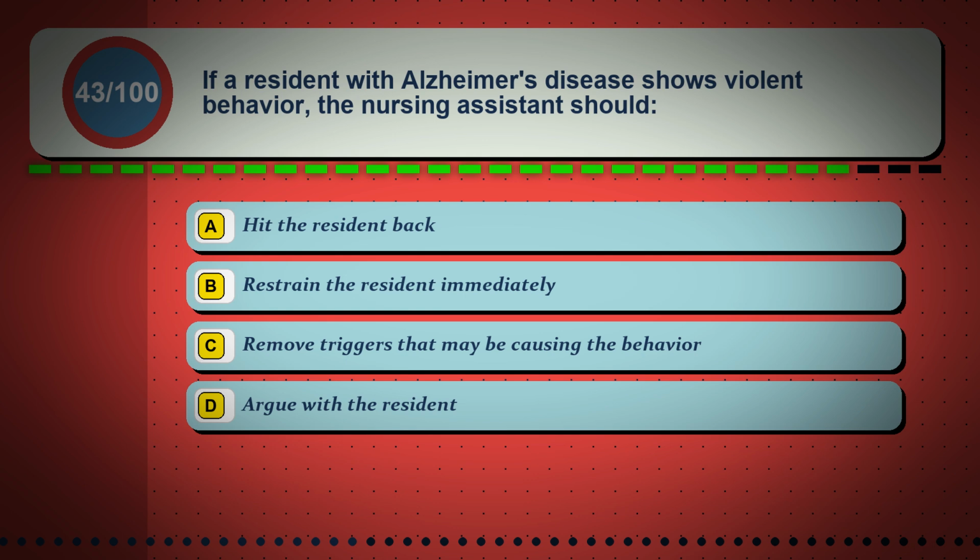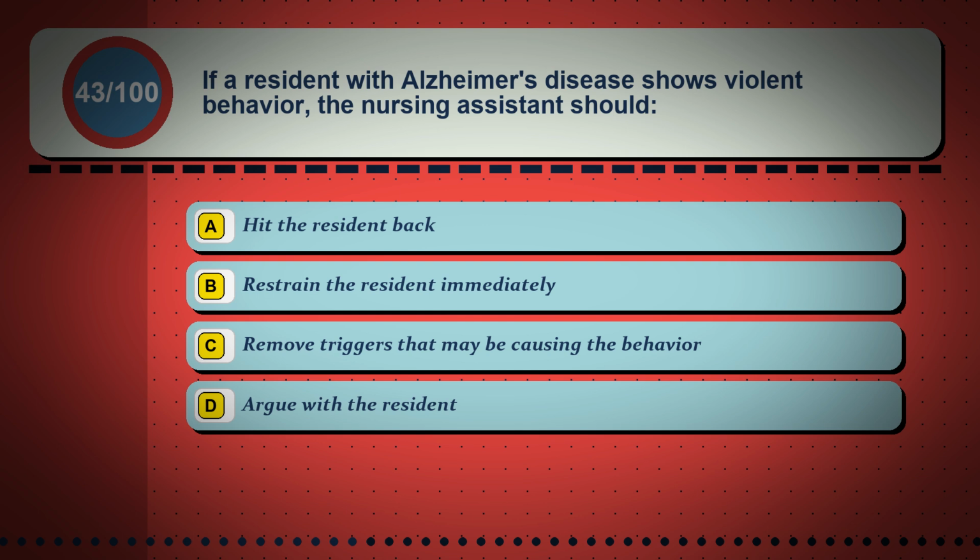Question 43. If a resident with Alzheimer's disease shows violent behavior, the nursing assistant should: Option A, hit the resident back. Option B, restrain the resident immediately. Option C, remove triggers that may be causing the behavior. Option D, argue with the resident.